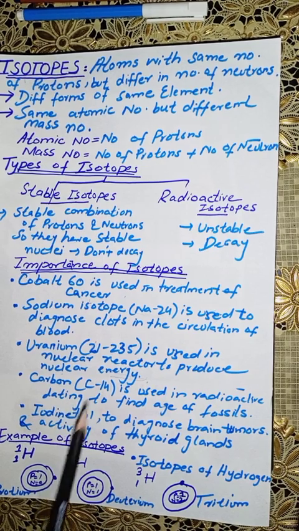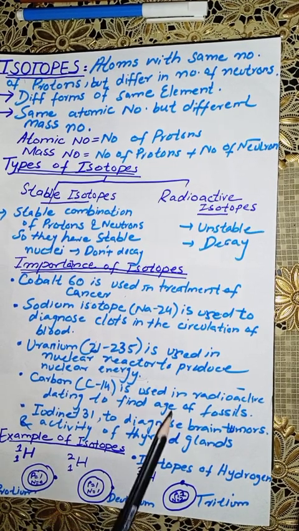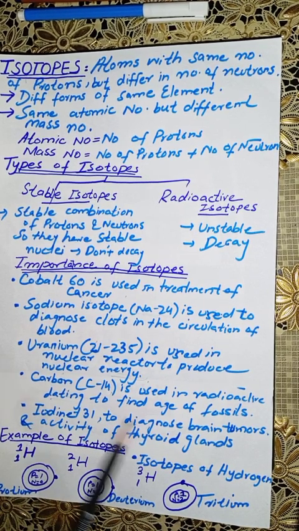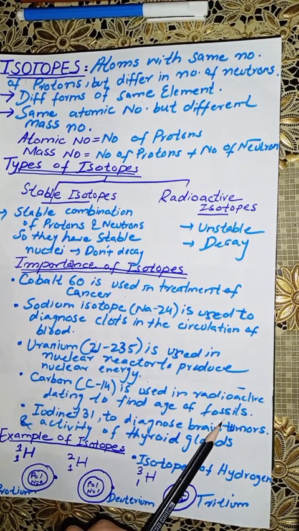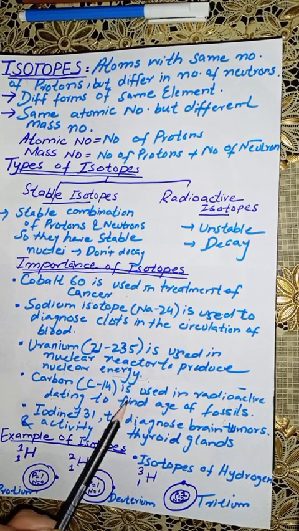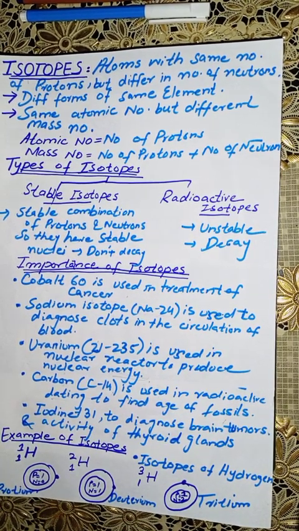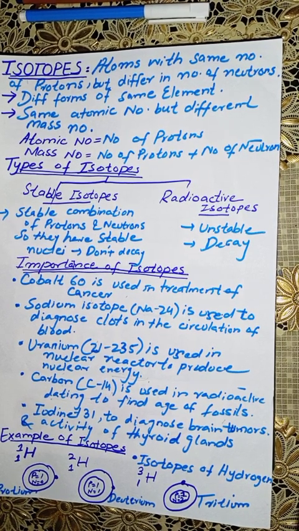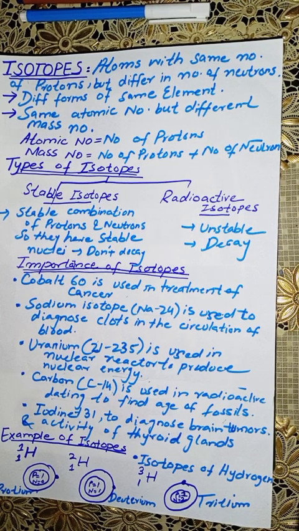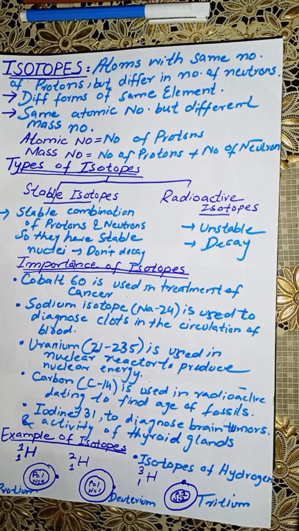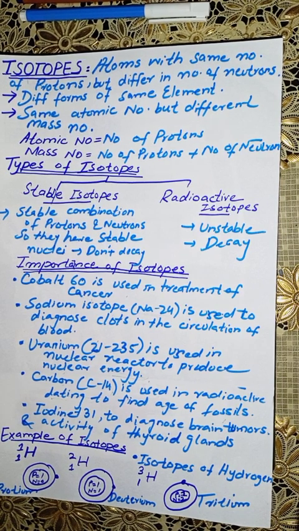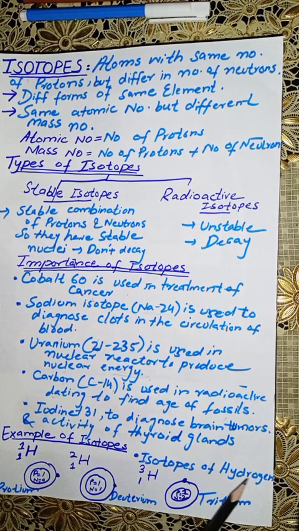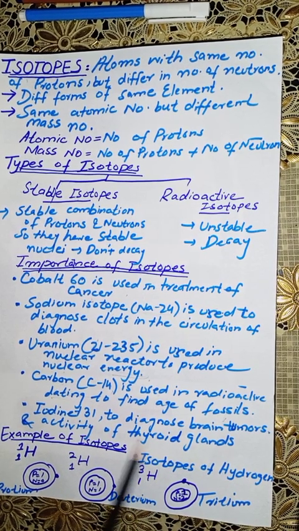Next is carbon 14. Carbon 14 is used in radioactive dating to find the ages of fossils. Next is iodine 131. Iodine 131 is an isotope of iodine which is used to diagnose, analyze or study brain tumors as well as the activity of thyroid glands.